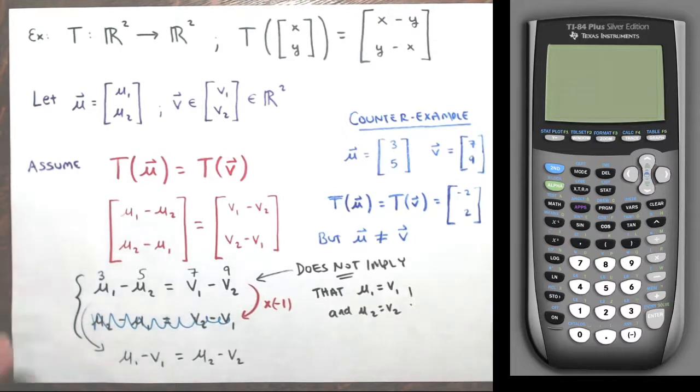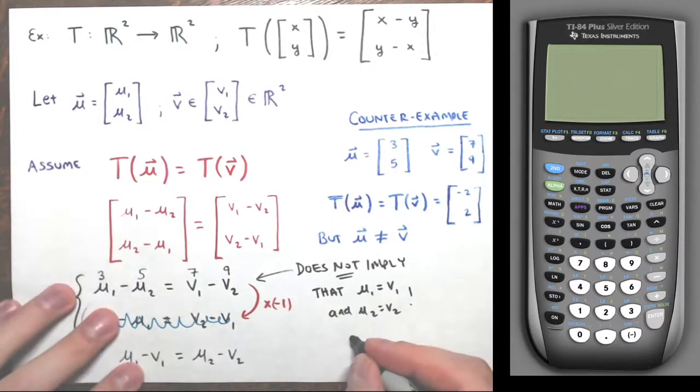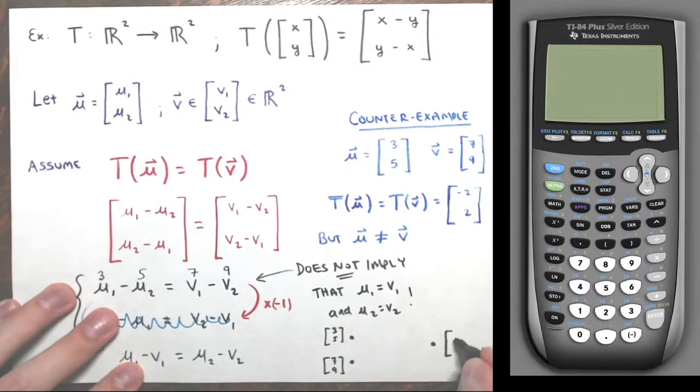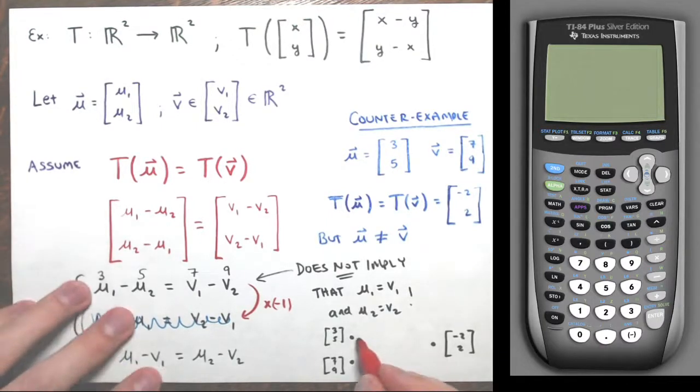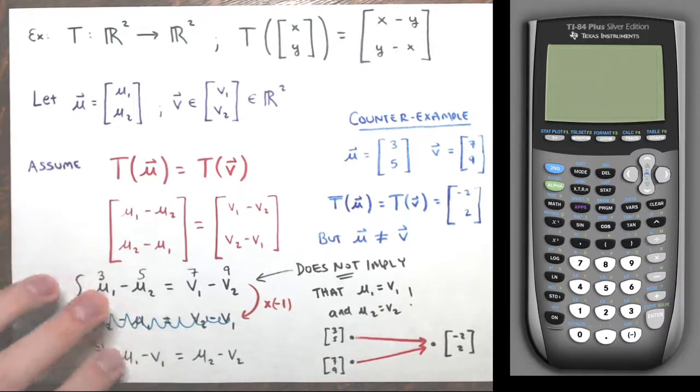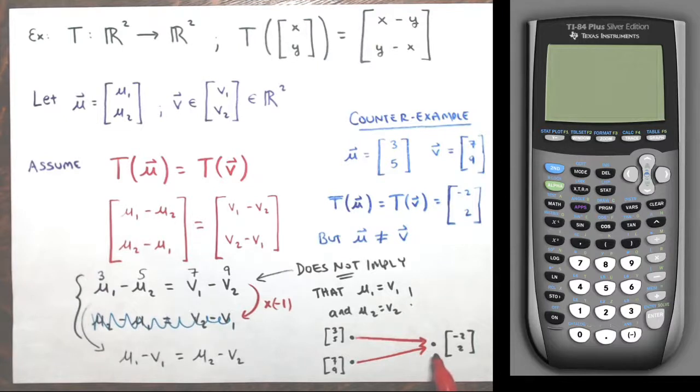And if you thought about it like with my little mapping, with the little dots and arrows before, you could think of it like this. Here are little dots representing the vector 3, 5, and the vector 7, 9 from the domain. And then over here in the codomain, I have the vector -2, 2 as an output. And both of these map to -2, 2. So it's not one-to-one, right?